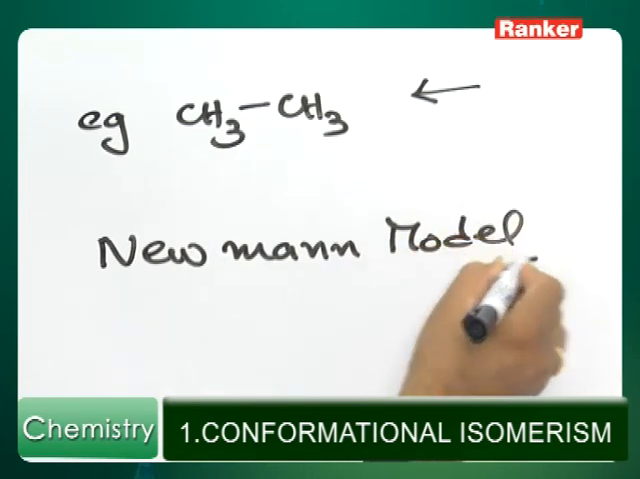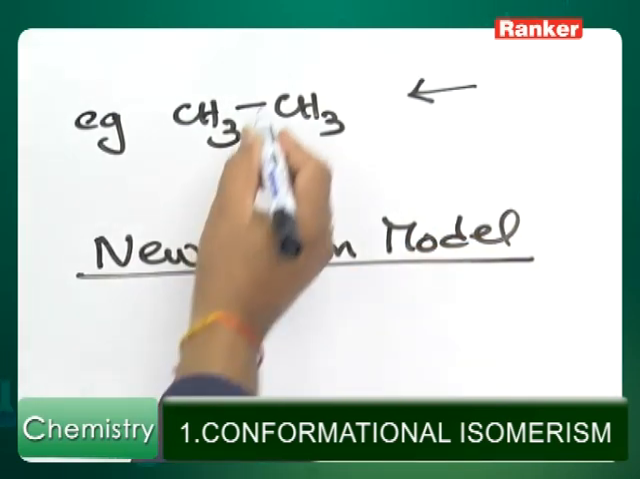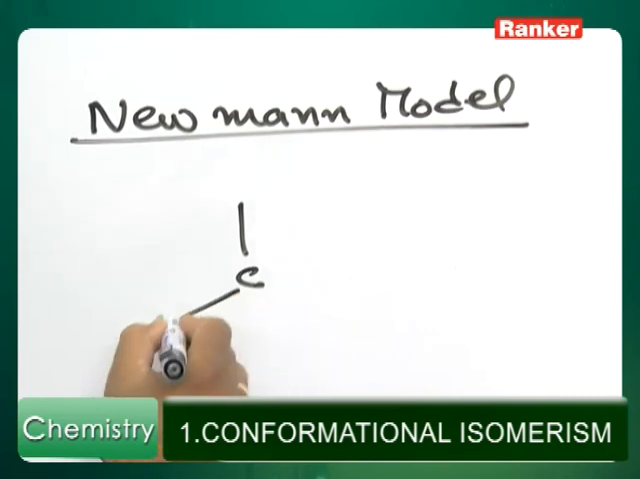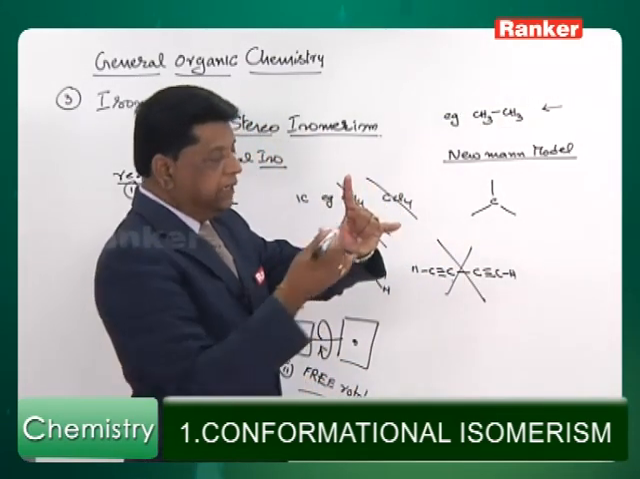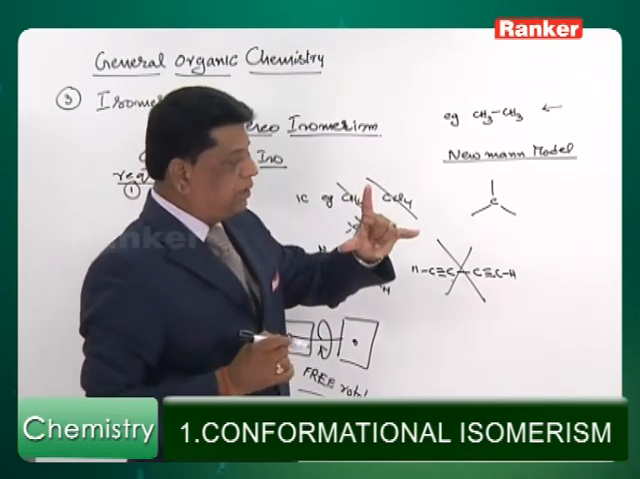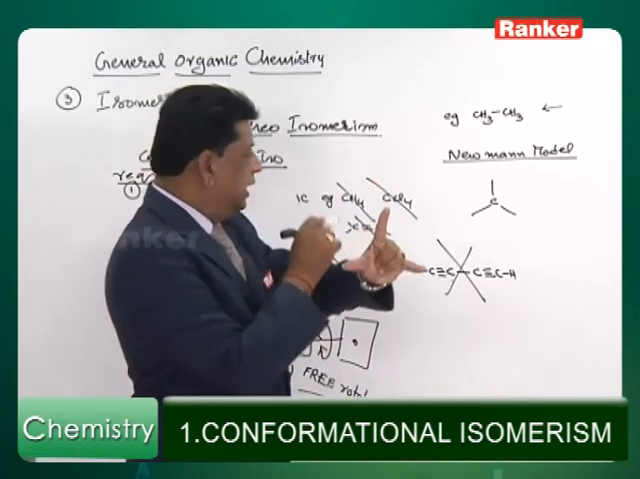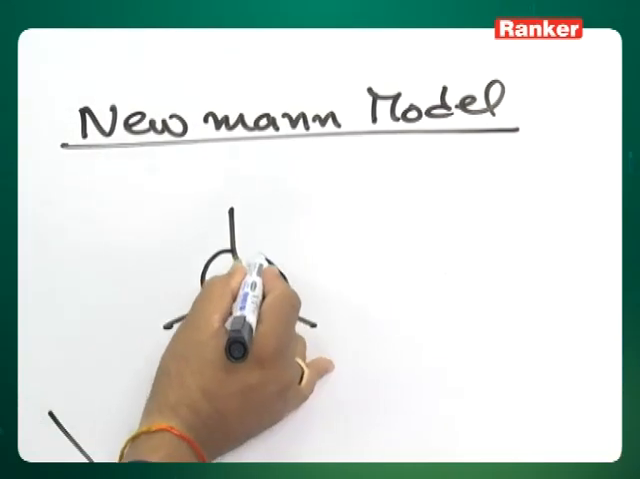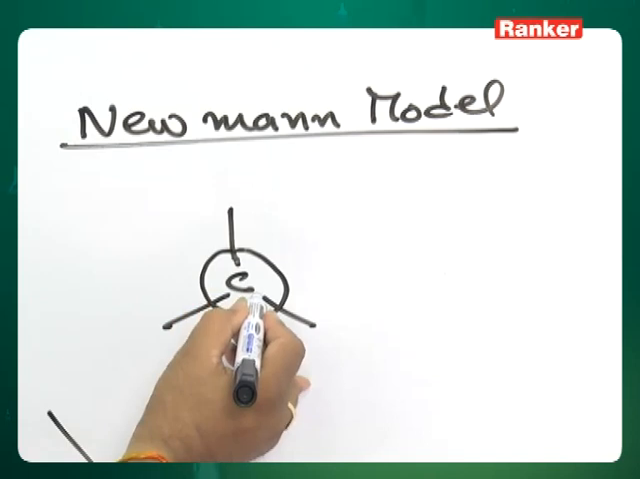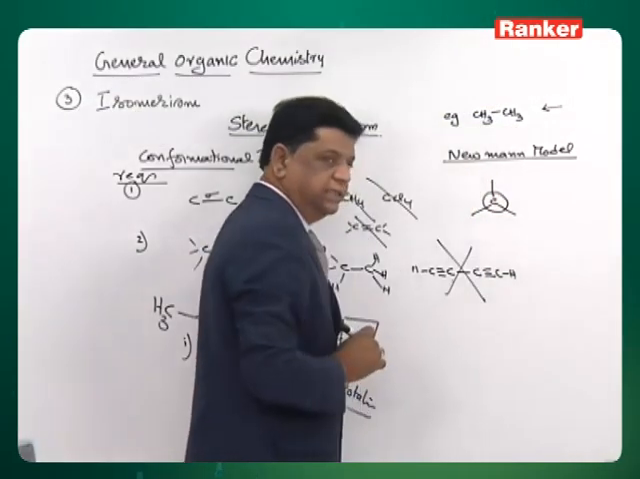In this model, this ethane molecule is written as carbon. I am writing 3 sides, 3 hydrogens, which are shown towards you, and the carbon is there. All the hydrogens are projected towards you, and behind the carbon there is one more carbon, but that carbon is at the backside of this imaginary disk. There is another carbon behind this carbon.